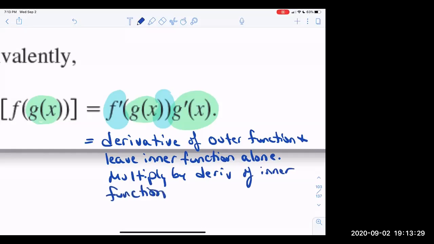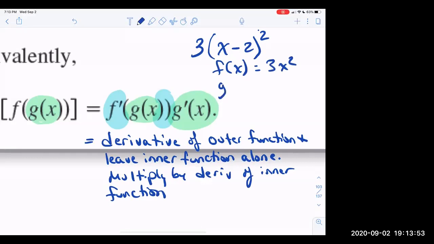So the key is knowing what are your outer functions and what are your inner functions. So your outer function, you know, is kind of a structure function, right? So if I had the function 3 times x minus 2 squared, right? My outer function is what? And my inner function is x minus 2.